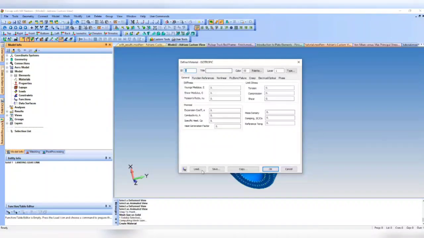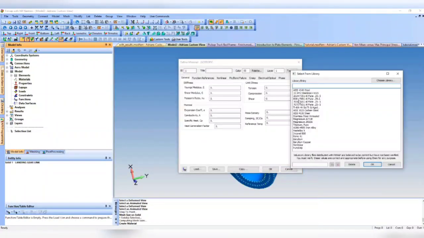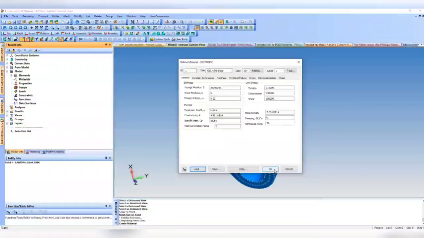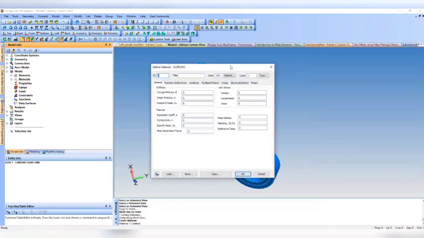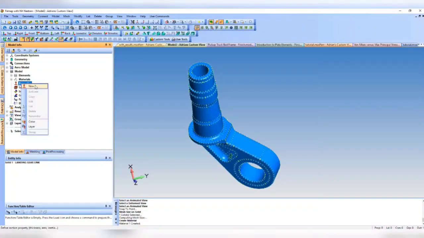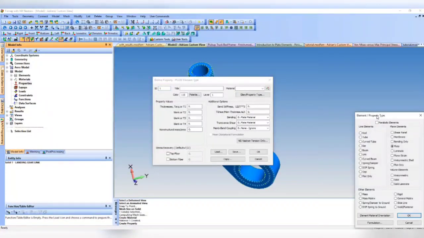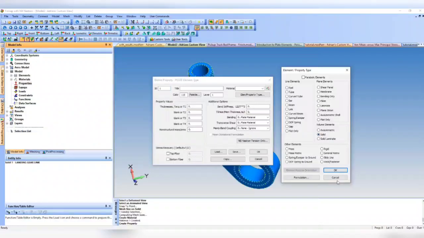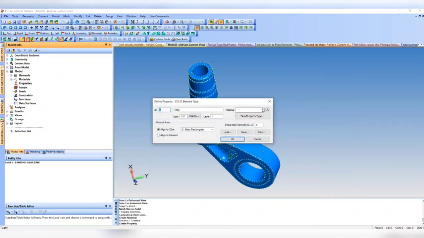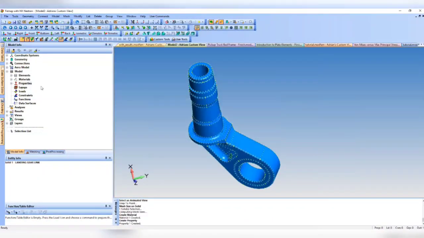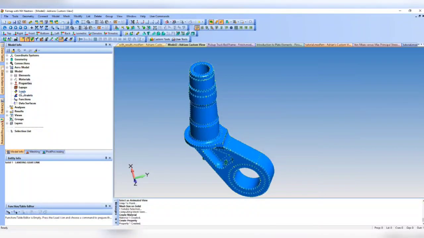I'm going to define it with an embedded library material with just steel. And so isotropic steel material is what I defined it by. I gotta give it a property. So this is going to be meshed with 3D elements. So I need to create a solid property, and that property only requires the material. And I created that, and the next step would be to apply loads.